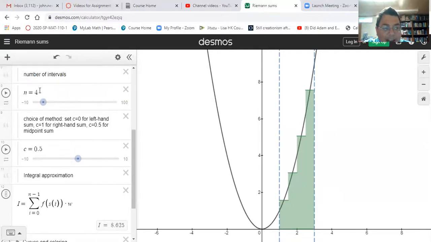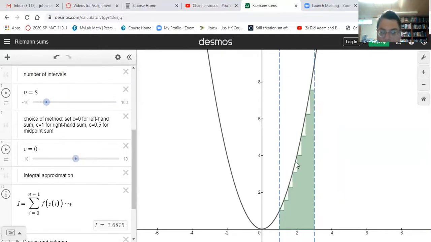And here's the really amazing thing. Let's say I want to do 8 rectangles. Well, I can do that. Now it's split it up, so the width of each of these rectangles, instead of being 0.5, is half of that, 0.25. And we now have 8 rectangles.